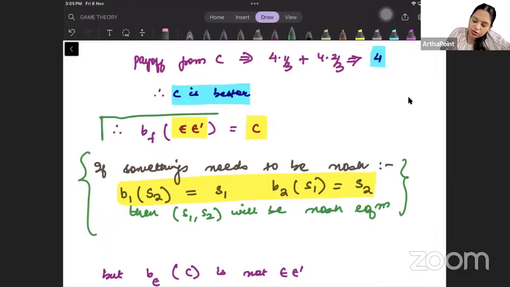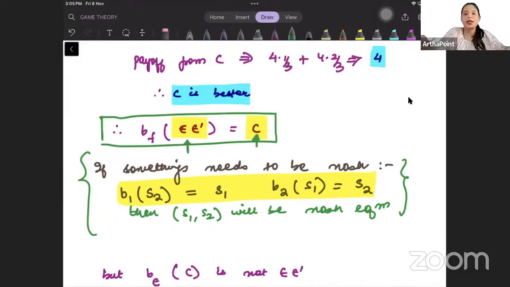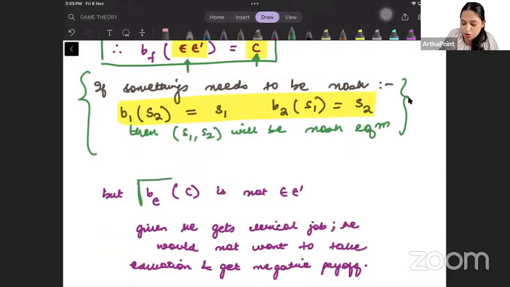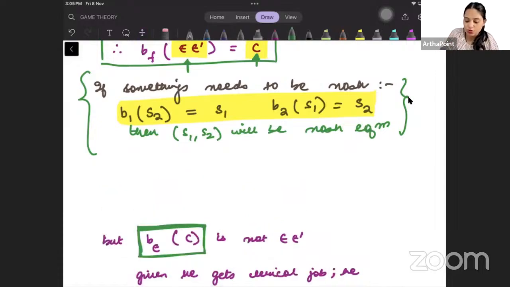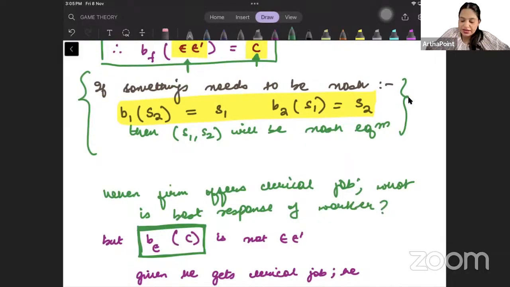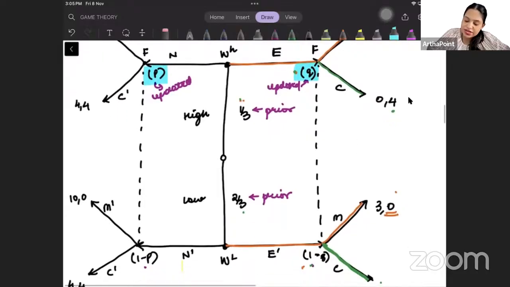तो यहाँ पे बच्चे we have shown that for the action of the worker, the best response of firm is clerical job. कि firm तो सिर्फ clerical job ही offer कर रहा है when you take education. Now ask the reverse question, that what is the best response of worker when the firm offers a clerical job? So अब हम रिवर्स क्वेश्चन पूछ रहे हैं that when firm offers clerical job, what is the best response of worker.